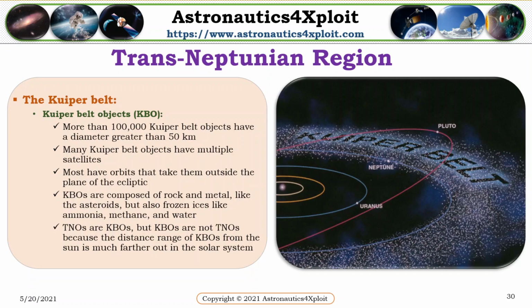There are more than 100,000 Kuiper belt objects that have a diameter greater than 50 kilometers. Many Kuiper belt objects have multiple satellites. Most have orbits that take them outside the plane of the ecliptic. KBOs are composed of rock and metal, like the asteroids, but they are also frozen ices like ammonia, methane, and water. TNOs are KBOs, but KBOs are not TNOs because the distance range of KBOs from the Sun is much farther out in the solar system.